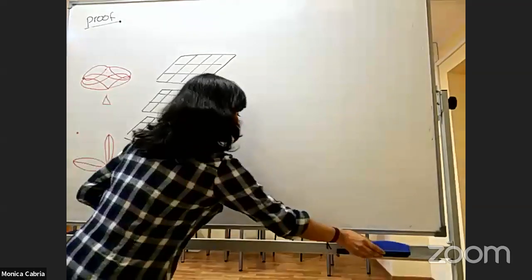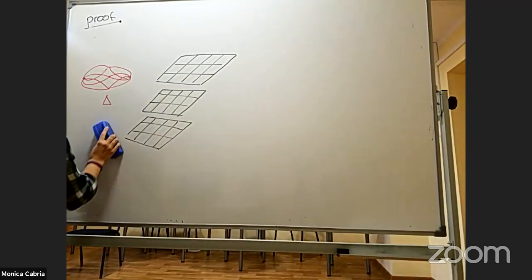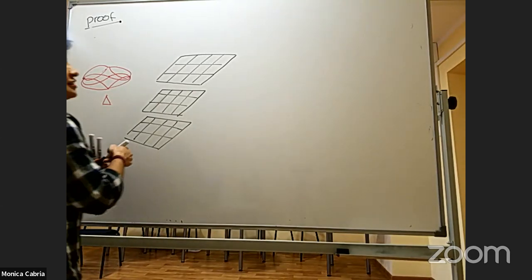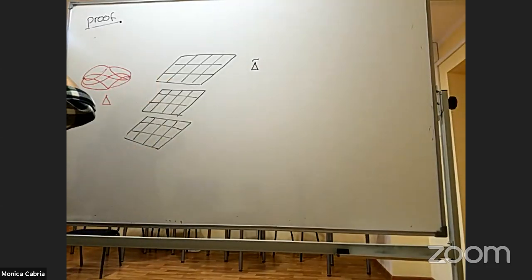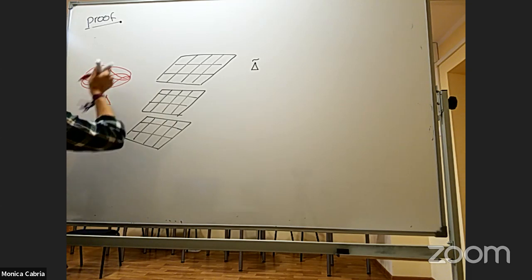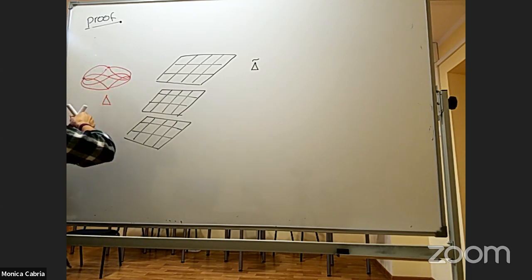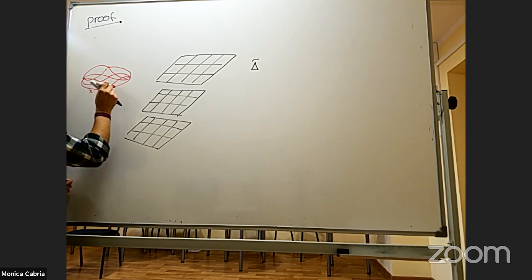Monica, but wait, I think you didn't completely define delta tilde. You need identifications. Yes, I did, of course. So our delta tilde, it's going to have, so let's name them. This is X and these are Y.